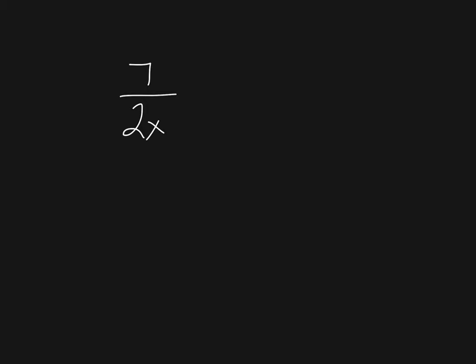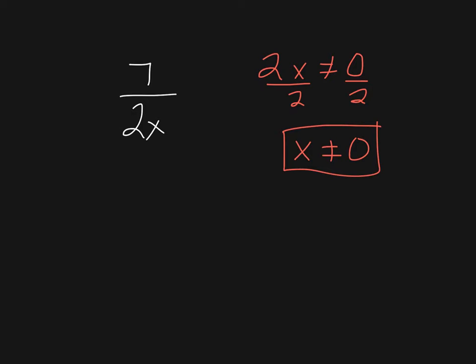In this example, we have a 2x in the denominator. So we say 2x does not equal 0. And you solve this inequality the same way you would an equation. Get x by itself, divide by 2. 0 divided by 2 is still 0. So x does not equal 0 is the excluded value.